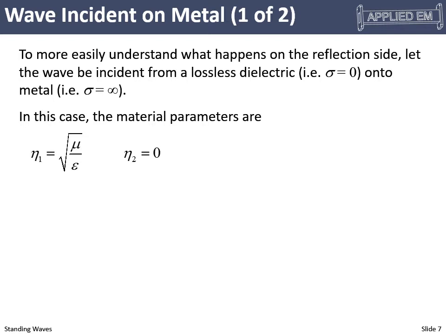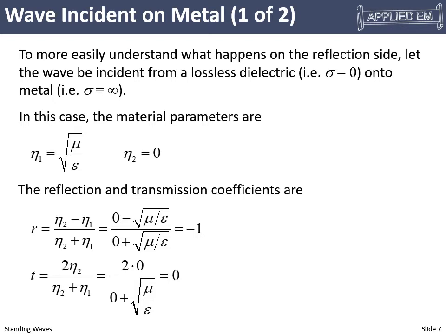Now let's look at the materials for a reflection, and we'd like to simplify this down so it's not too complicated. So let's look at the case when we have some kind of lossless dielectric on the left and we have a metal on the right. So the conductivity is super high. So on the left, when we have a lossless dielectric, we just have the impedance, which is the square root of the ratio of permeability to permittivity, as usual. But for the metal, the impedance goes to zero, and that's a perfect metal. And it turns out this will simplify our math.